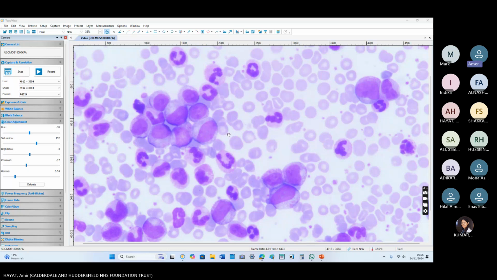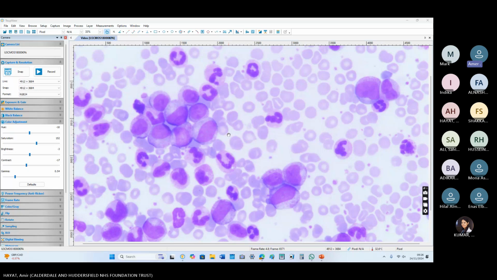The blood film contains leukocytosis. There are multiple neutrophils, band forms, metamyelocytes, myelocytes, promyelocytes, blast forms, multiple NRBCs along with basophils and eosinophils. Platelet count is slightly increased. Red cells are normal.